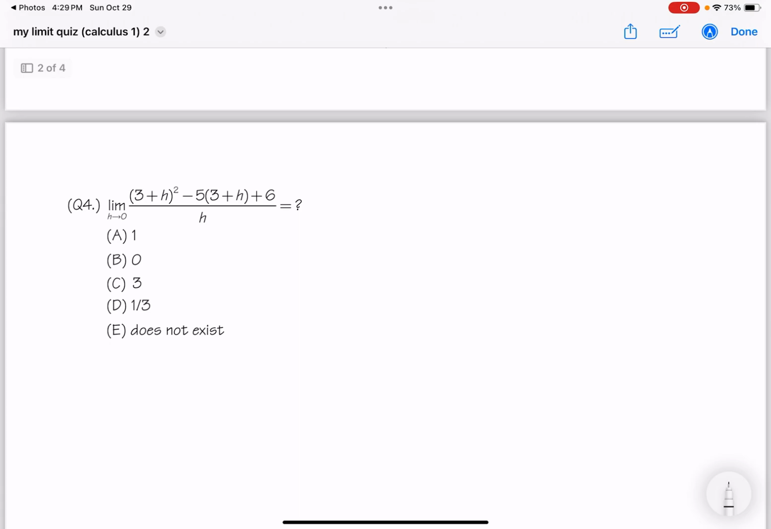Number 4, there's a couple of different ways of doing this. One is to recognize that it's actually the definition of the derivative, or just simply expand it. I'm going to expand it first. I'll put this down, limit as h goes to 0. This is h in the bottom. And what do you get there? You get 9 plus 6h plus h squared. I just did this part over here. Minus 5. I'm sorry, minus 15.